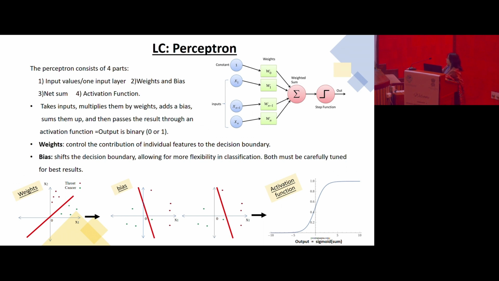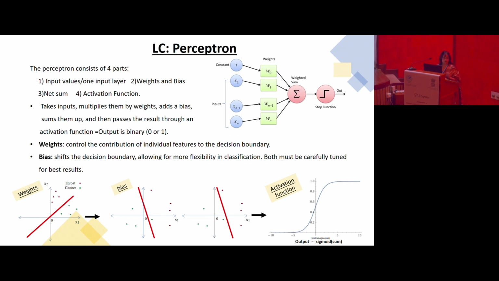For example, in this, you can see if this is the linear classifier we consider, then there is one data point which is misclassified. But if we shift this linear classifier to this one, then it is a perfect classifier, things have been sorted out. So this shifting from one to another, depending upon the complexity of the data, is something which is done by bias. Then we have the activation function.